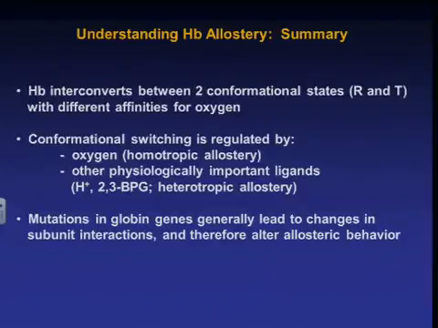So just to summarize, hemoglobin is interconverting between these two global states, R and T, through changes in their quaternary structure, and they have different affinities for oxygen. We know that that's regulated by oxygen itself, which is homotropic allosteric, and then the other physiologically important ligands are protons in the Bohr effect and 2,3-BPG. And then we didn't get into the thalassemias, but there are a whole host of blood disorders which are due to mutations in the hemoglobin subunits.